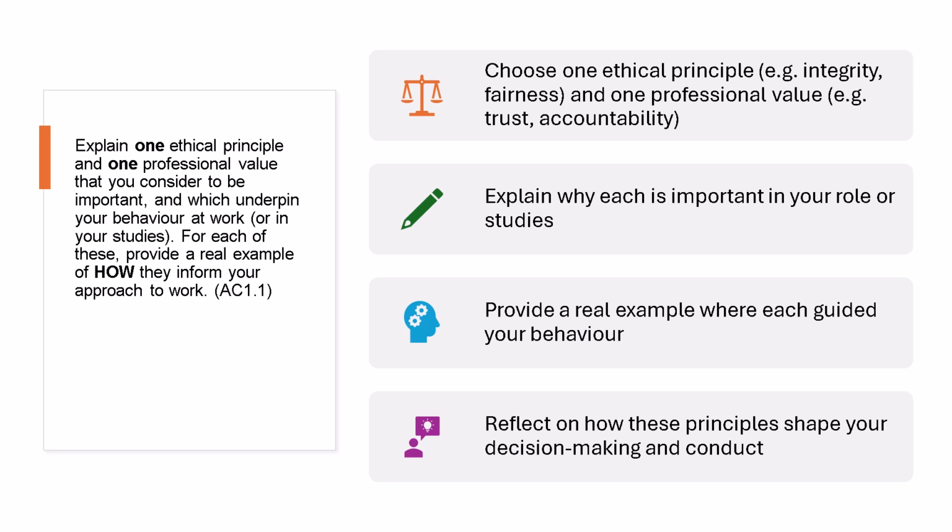For AC 1.1, I will focus on the ethical principle of integrity and the professional value of accountability. Integrity means consistently doing the right thing, even when no one is watching. In my role, this has guided me to report accurate data even when it exposed minor errors. Accountability, as a value, means owning my responsibilities and actions. For example, during a group assignment, I ensured deadlines were met and took responsibility for any delays.